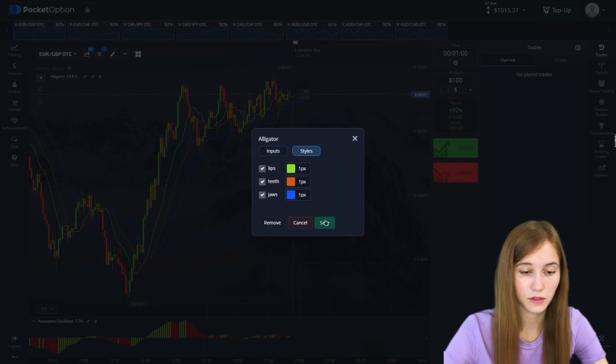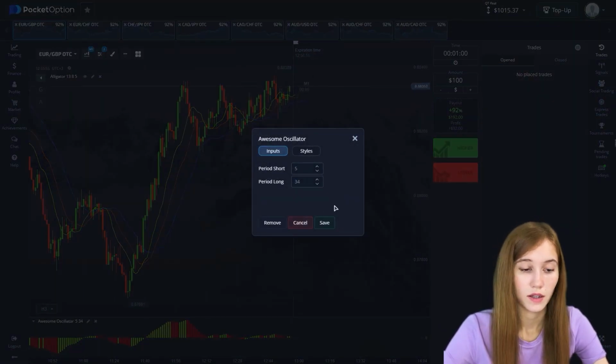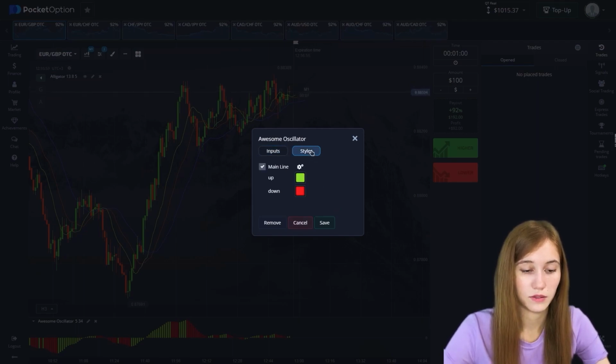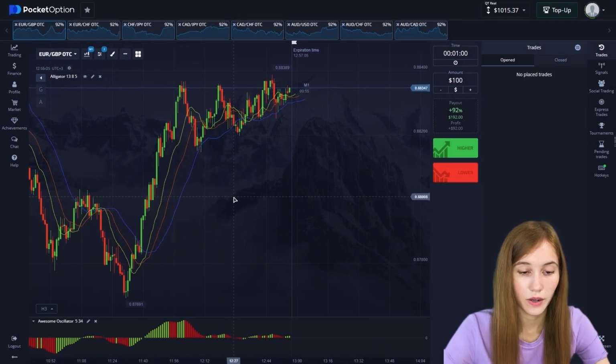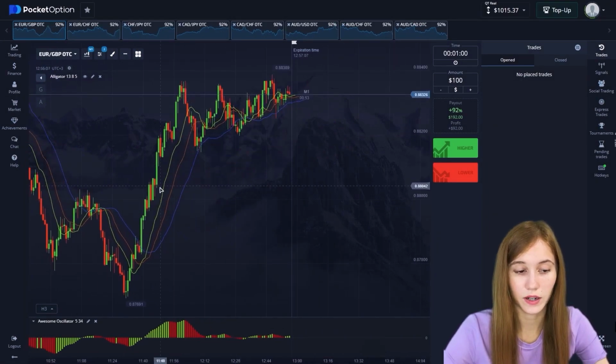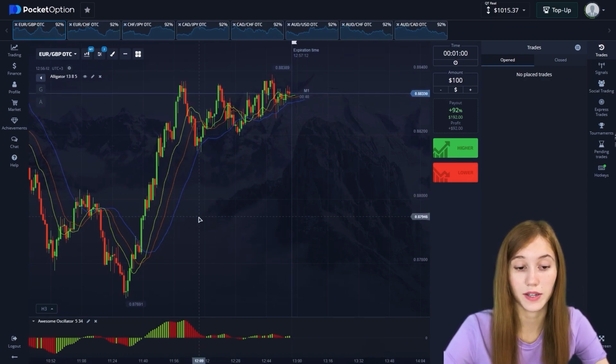Indicators, 2 indicators, alligator, its parameters. And the second, also these indicators are simple and can be easily used, especially together in one.